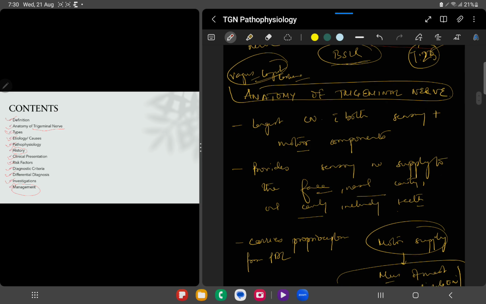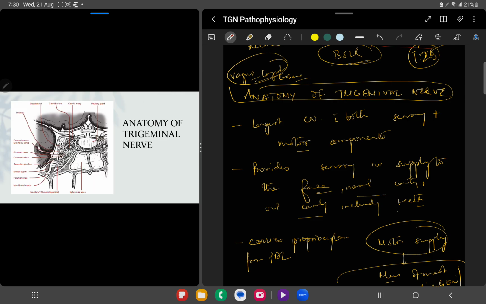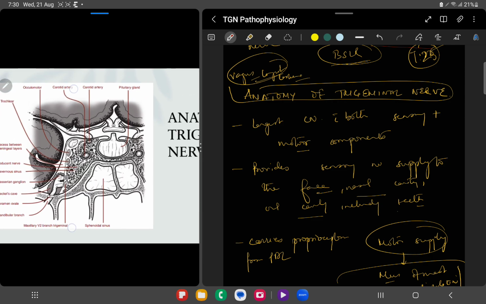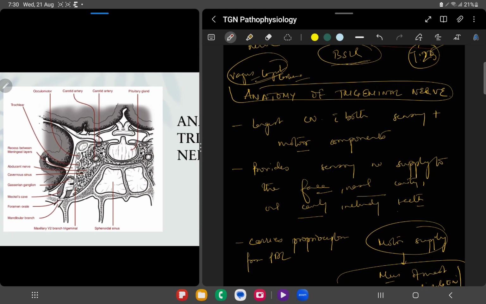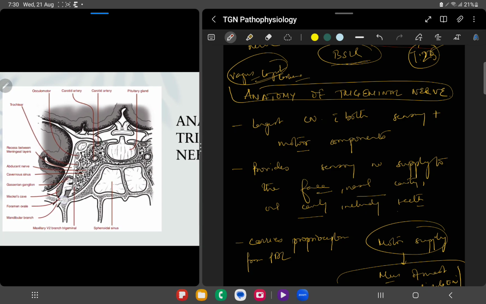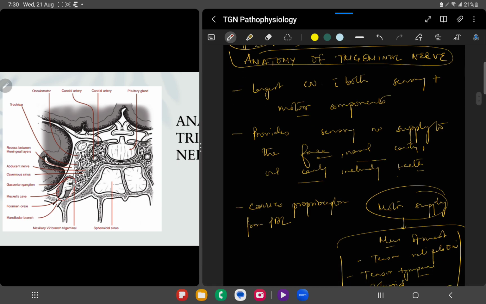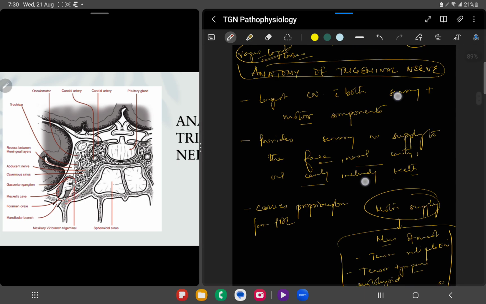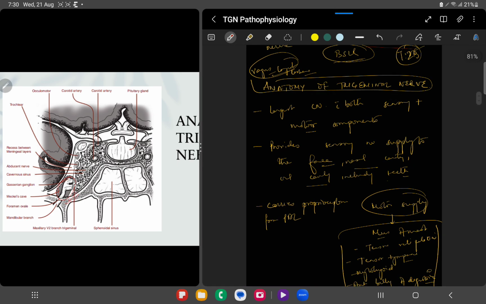Next I'll come to the anatomy of the trigeminal nerve. In this diagram you can see the Meckel's cave, where the trigeminal ganglion or the Gasserian ganglion is resting, to my left side. Now we'll shift our focus. I'm going to briefly tell you about the anatomy.